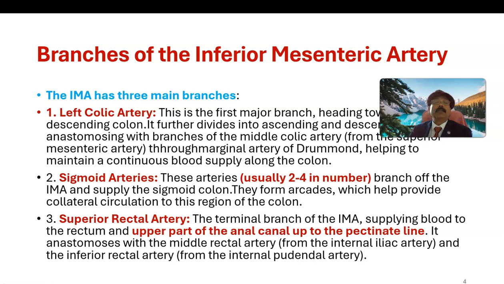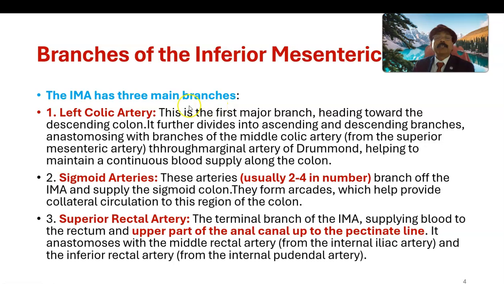So let's go again to the branches of the inferior mesenteric artery. The left colic artery is the first major branch heading towards the descending colon. It further divides into ascending and descending branches, anastomosing with the branches of the middle colic artery from the superior mesenteric artery through the marginal artery. Okay, marginal artery of Drummond, helping to maintain a continuous blood supply along the colon.